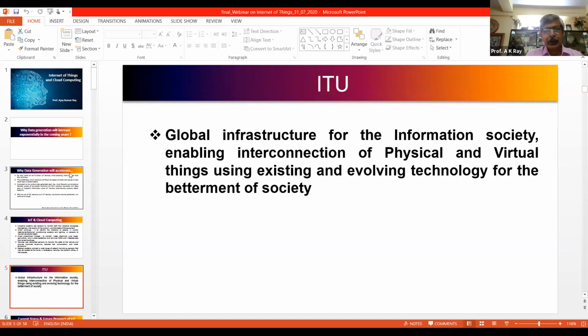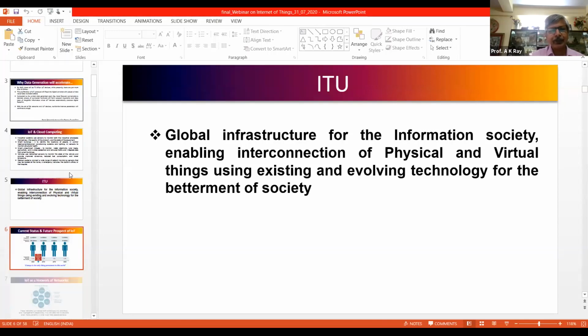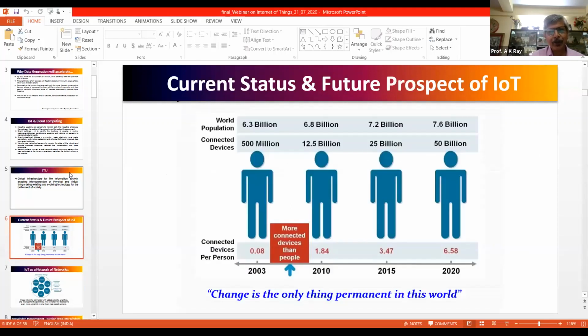There are two things. One is the physical things and the virtual or digital things, which are already existing, that is the computers, laptops, mobiles, and all. So it will be an interconnection of these using whatever technology is existing today. And more importantly, new technologies are coming which are evolving, and these all are useful for the betterment of society, because tomorrow's society cannot move without IoT.